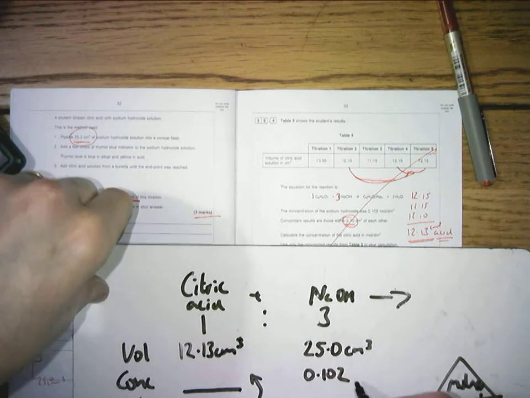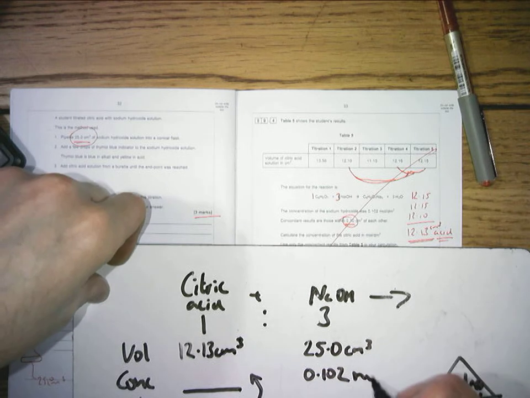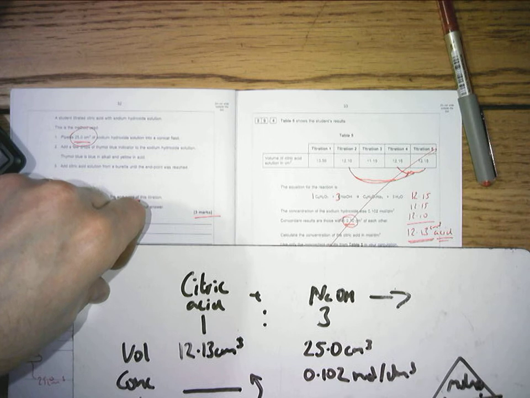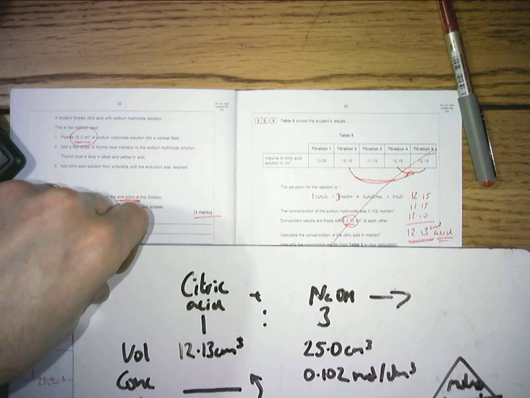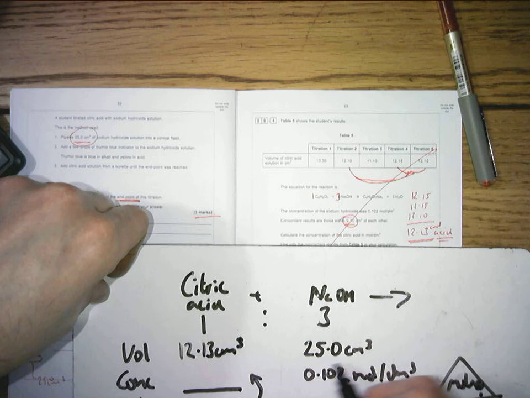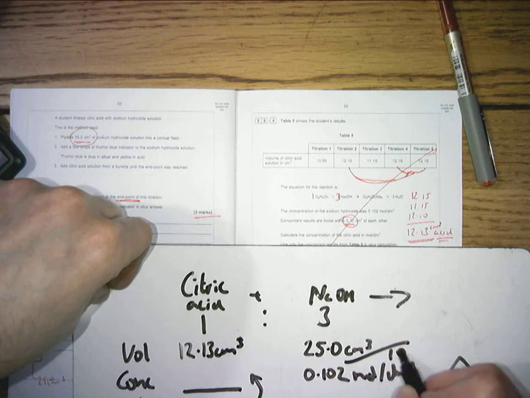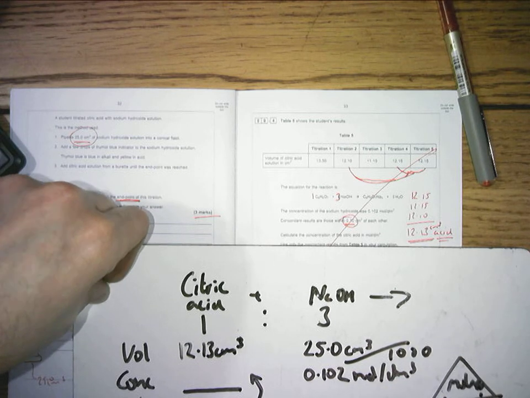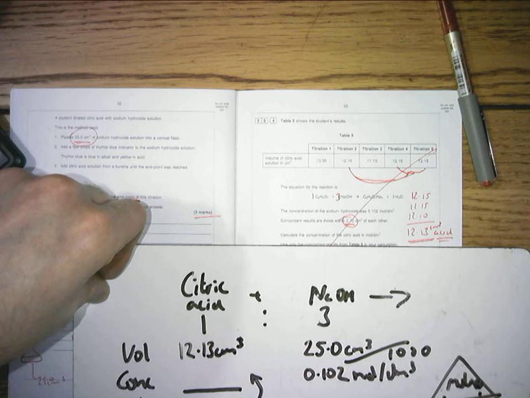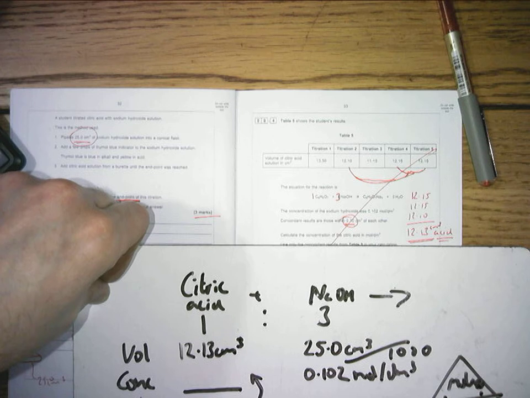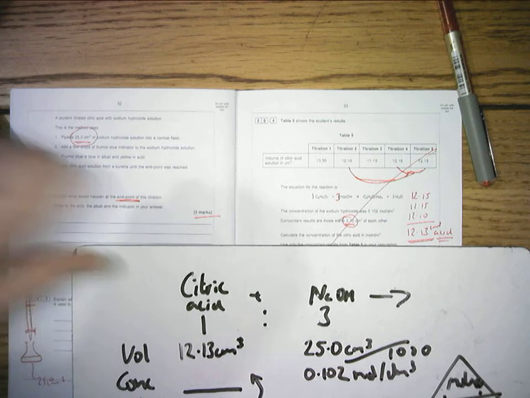What have I got here? Well, I've got a concentration of 0.102 moles per dm cubed, so that's good. But this volume is in cm cubed, so I need to convert it to dm cubed. And the easiest way to do that is to divide it by 1000. So I've got a volume now in dm cubed, it's 25 divided by 1000. I've got a concentration, that means I can work out the moles.